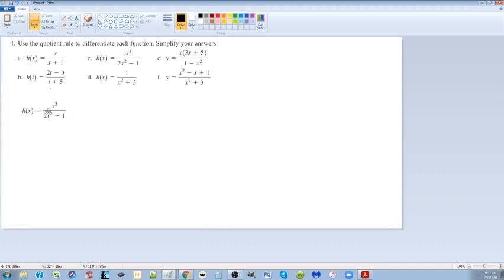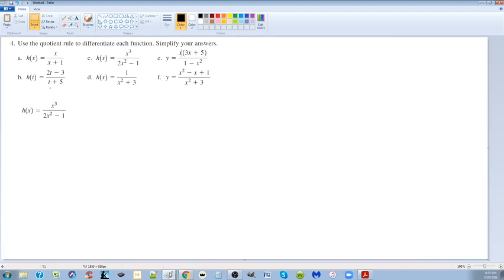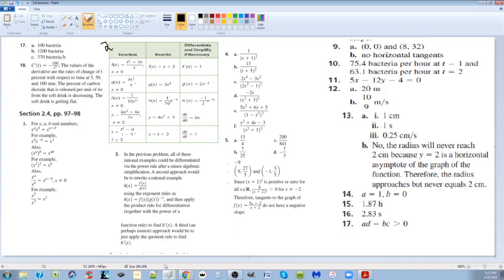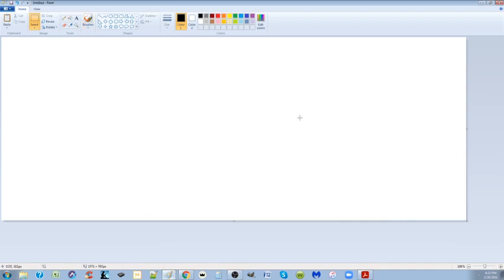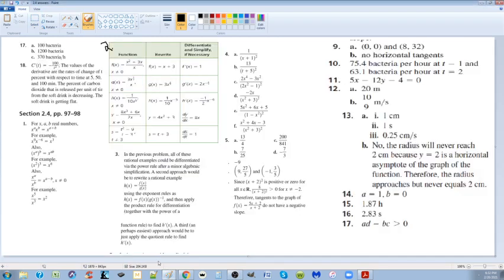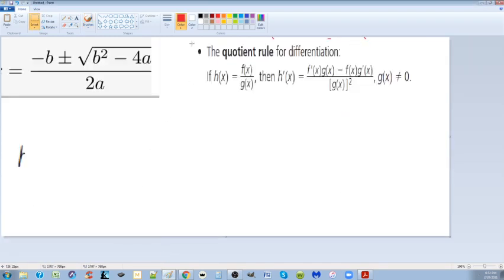So first, write down your function like that. Next, bring up the quotient rule. Bring a clean copy of your quotient rule. I don't even need that one. The second one, there's my quotient rule, clean copy. So I'm just going to take this clean copy.